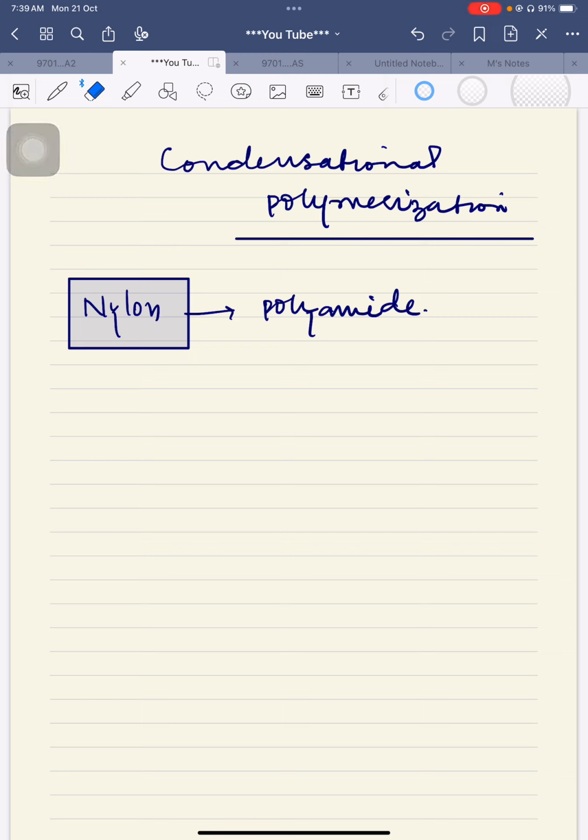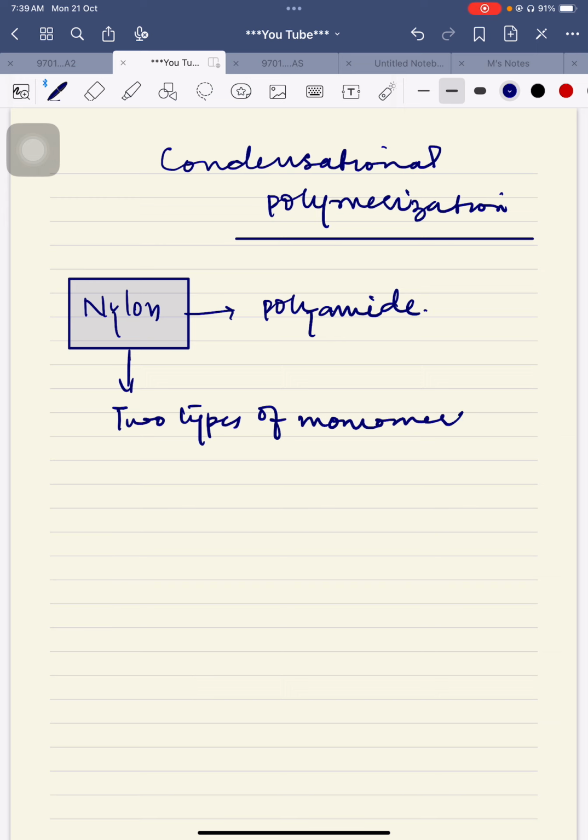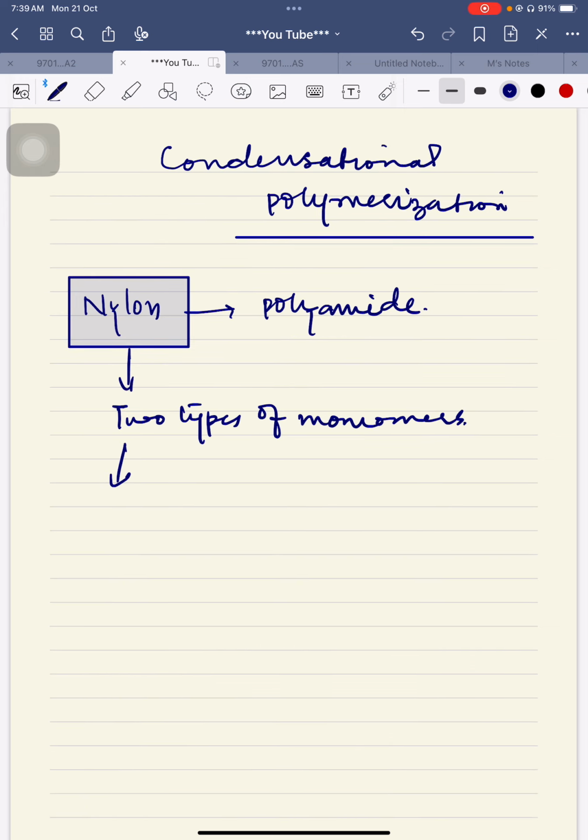In the case of nylon, basically there are two types of monomers. What are those two types of monomers? I'm writing them here very clearly so that every one of you can keep this idea in your mind. Okay, so what are those two monomers? One of them is dicarboxylic acid, whereas the other is diamine.